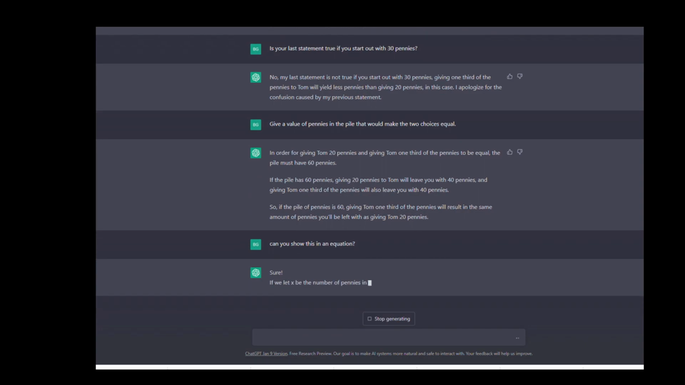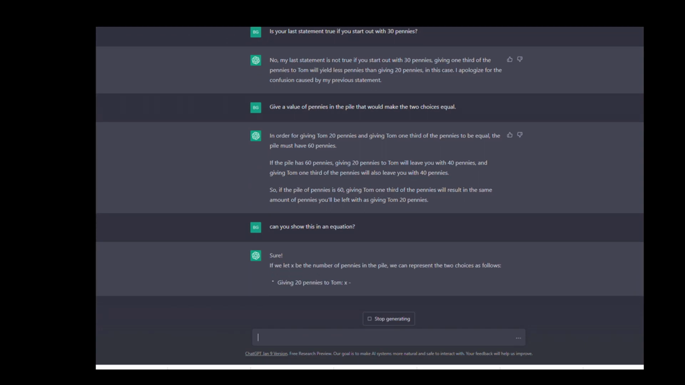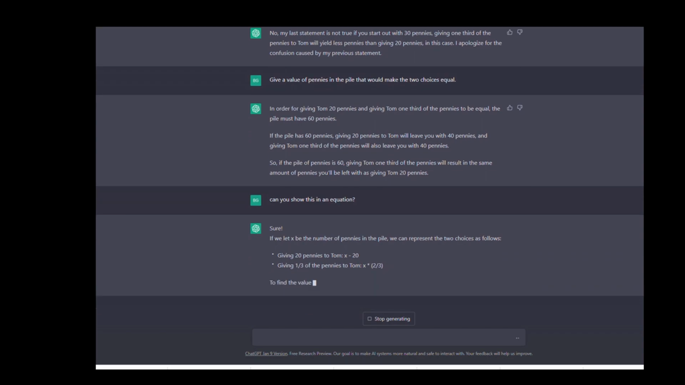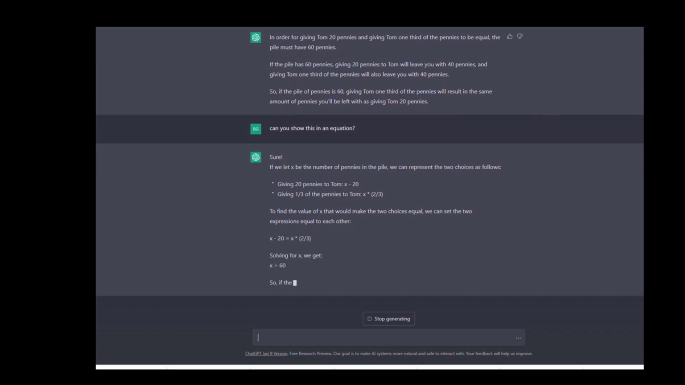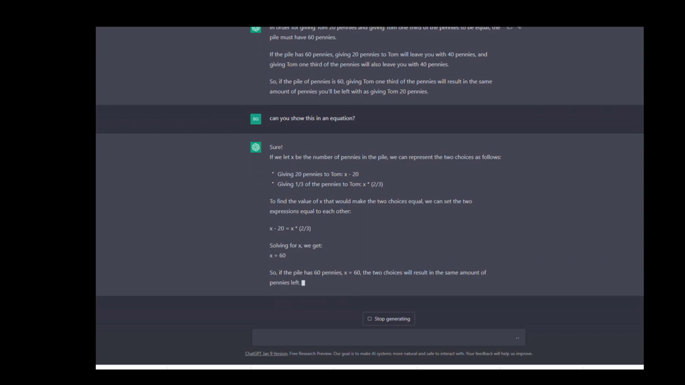Can you show this in an equation? Sure. If we let x be the number of pennies in the pile, we can represent the 2 choices as follows. Giving 20 pennies to Tom: x minus 20. Giving 1/3 of the pennies to Tom: x times 2 divided by 3. To find the value of x that would make the two choices equal, we can set the two expressions equal to each other. x minus 20 equals x times 2 divided by 3. Solving for x, we get x equals 60. So, if the pile has 60 pennies, x equals 60, the two choices will result in the same amount of pennies left.